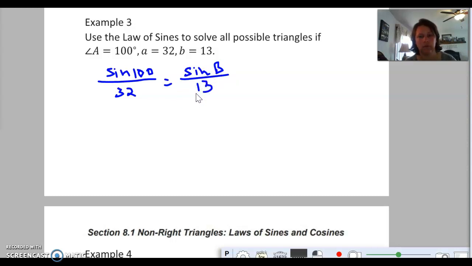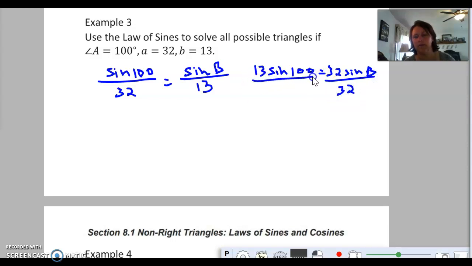Oops, what did I do? Yeah, sine of B. So angle B is what we're trying to solve. So cross multiply, we have 13 sine of 100 equals 32 sine of B. And then I'm going to divide both sides by 32. And so we have 13 sine of 100 over 32 equals sine of B. So sine of B is going to equal all of that.